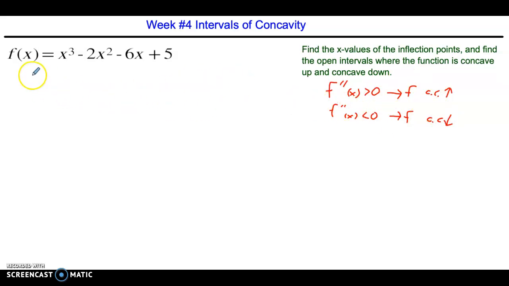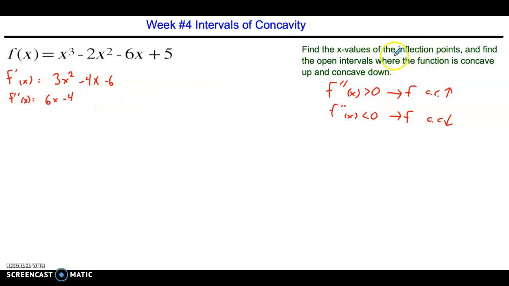So the first thing is getting to that second derivative. We just start with taking the first derivative. Just doing some power rule, 3x squared minus 4x minus 6. And then take the derivative of the derivative to get us to the second derivative. So we get 6x minus 4.